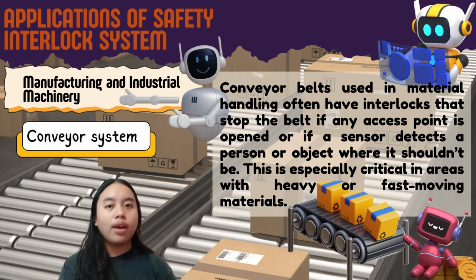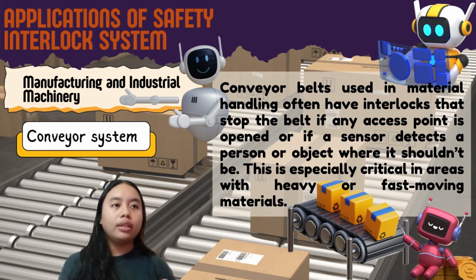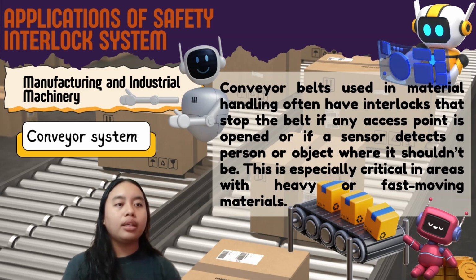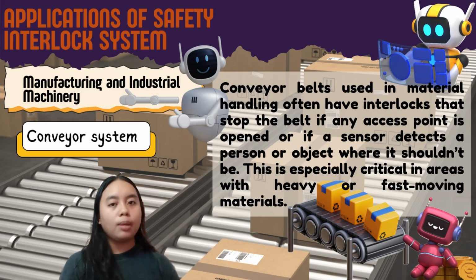Next is conveyor system. Conveyor belts used in material handling often have interlocks that stop the belt if any access point is open or if a sensor detects a person or object where it shouldn't be. This is especially critical in areas with heavy or fast-moving materials.